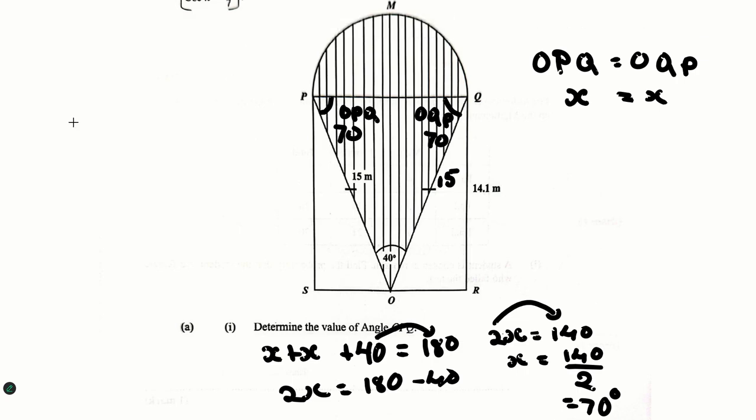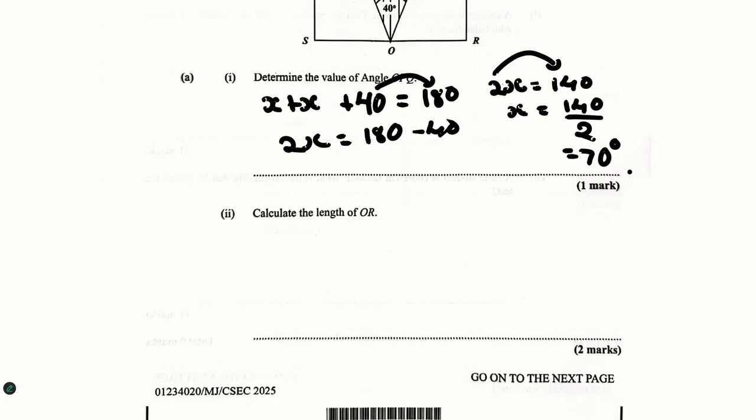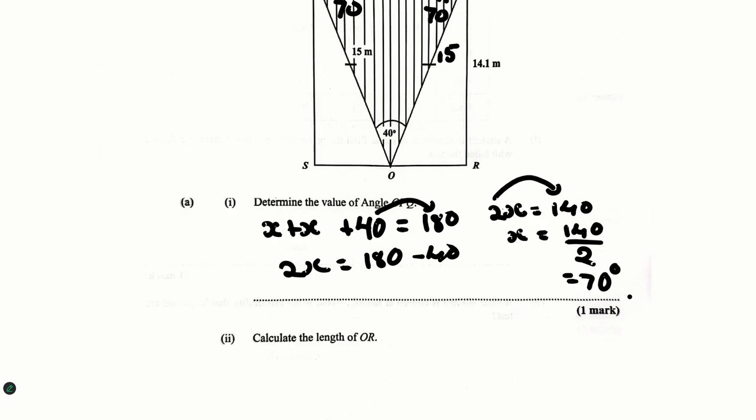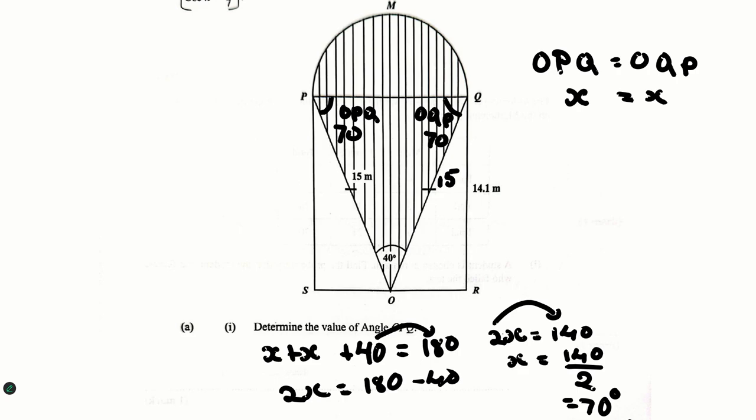So then, let's go on to the next part. Calculate the length of OR. So they want to know the length of OR. So the next thing is, this is a 90 degrees angle, right? And immediately when you see a 90 degrees triangle, you're supposed to think about Pythagoras theorem. The side that is opposite your 90 degrees is 15, so your hypotenuse is 15.